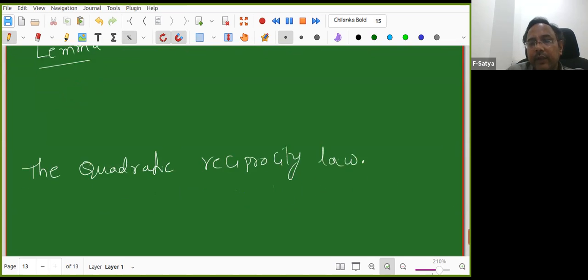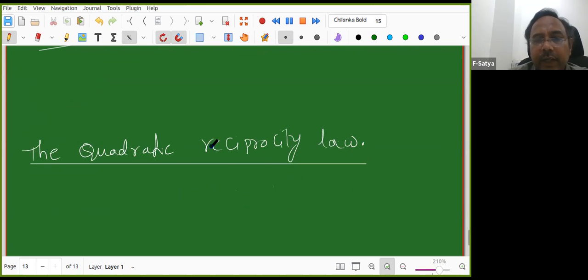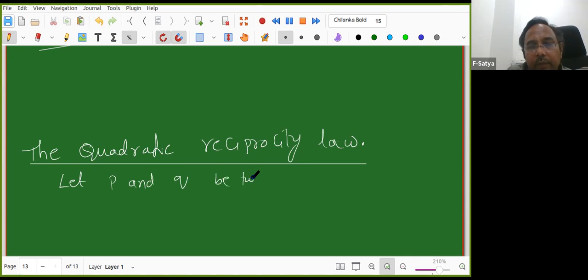Actually, Gauss became very famous, and he was very happy with this result. He himself said that mathematics is the queen of all sciences, number theory is the queen of all mathematics, and the quadratic reciprocity law is the queen of number theory. Let P and Q be two odd primes.